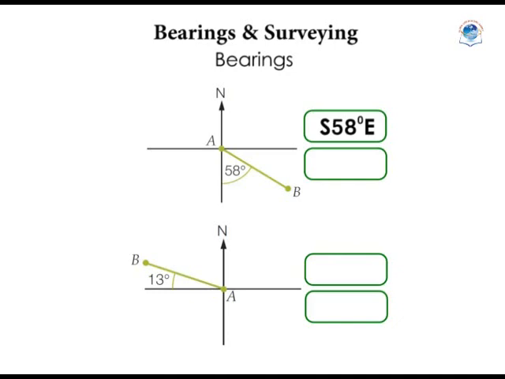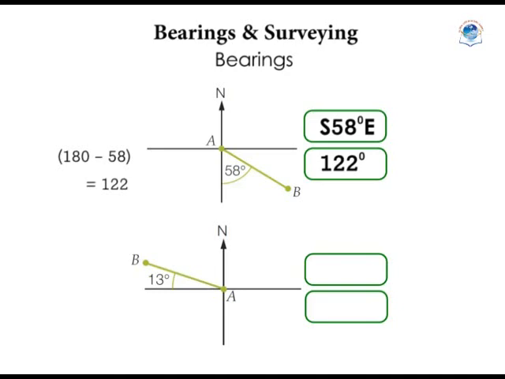How about the true bearing? We know from north to south is 180 degrees. We measure angles from north in true bearing. So from north to B, the angle will be 180 minus 58, and that gives us 122 degrees. That's the true bearing.